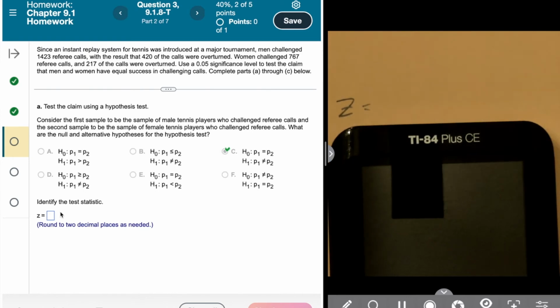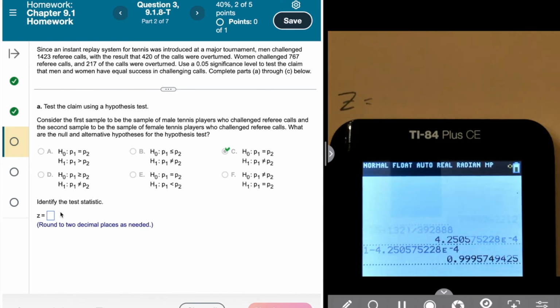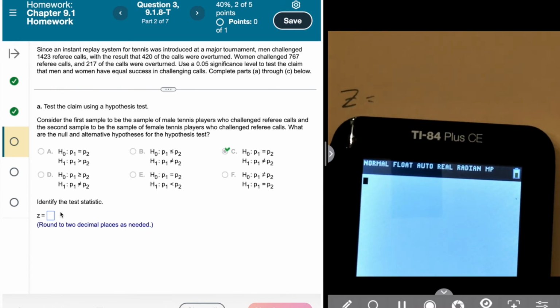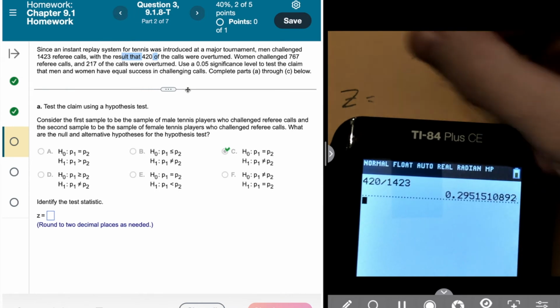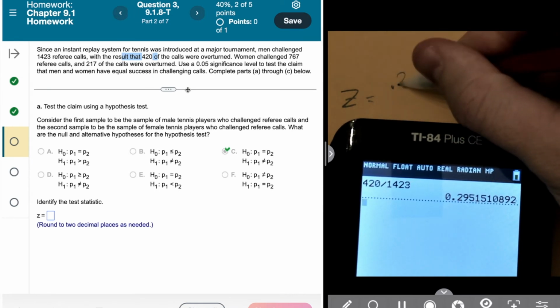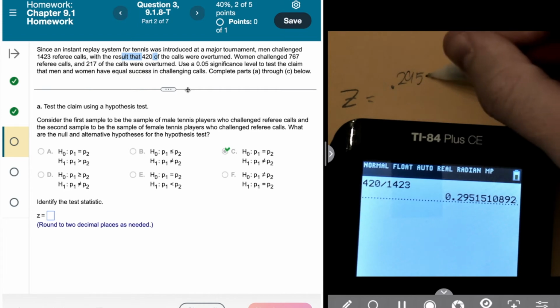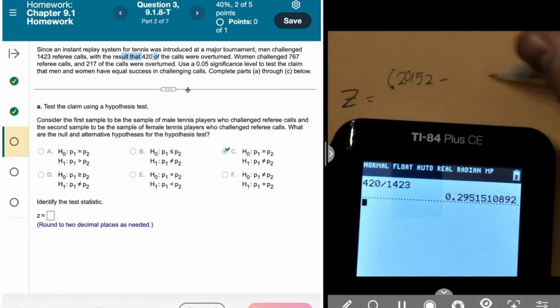So our z-value is going to first be our p1 hat. Let's see here. And we'll do the men first. So men challenged that many referee calls, and the result was overturned 420 times. So p hat of the men is 420 divided by its sample size. So I've got 0.2952. I'll use 4 decimal places.